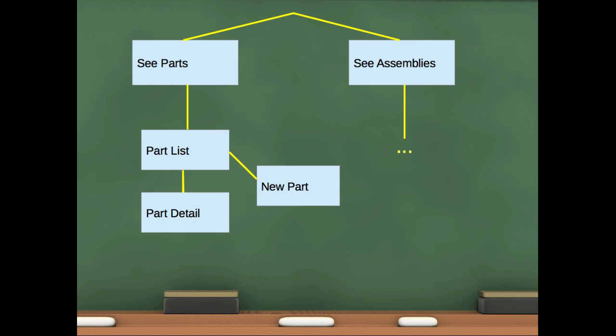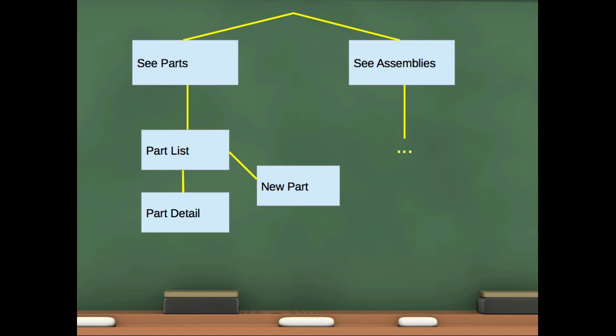Let's look at a high-level, unfinished diagram of the user interaction in our application. At the top level, we have a choice. We have the broad category of information about parts, and information about assemblies. Under parts and under assemblies, we're going to have other screens available for the user to see. But let's just focus on the parts side.